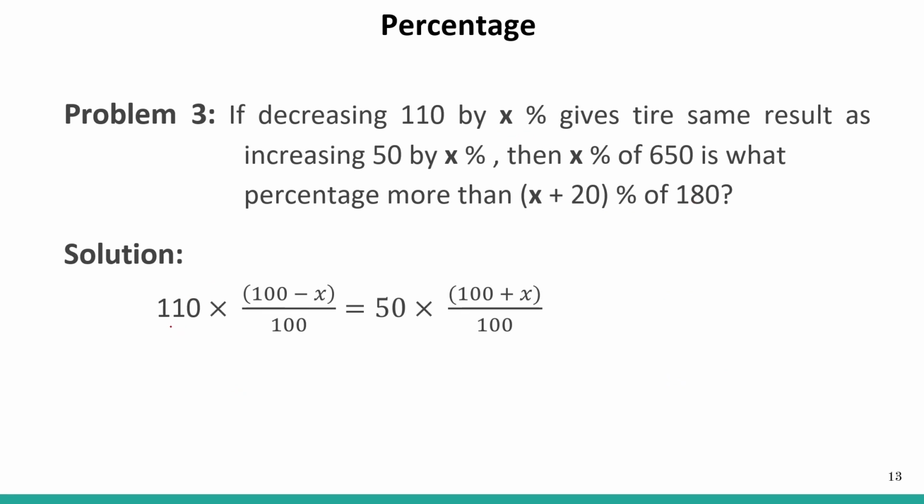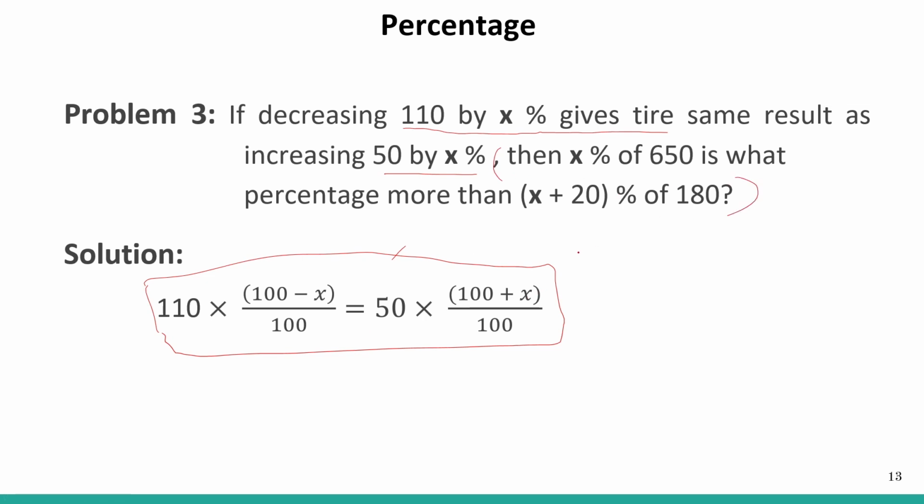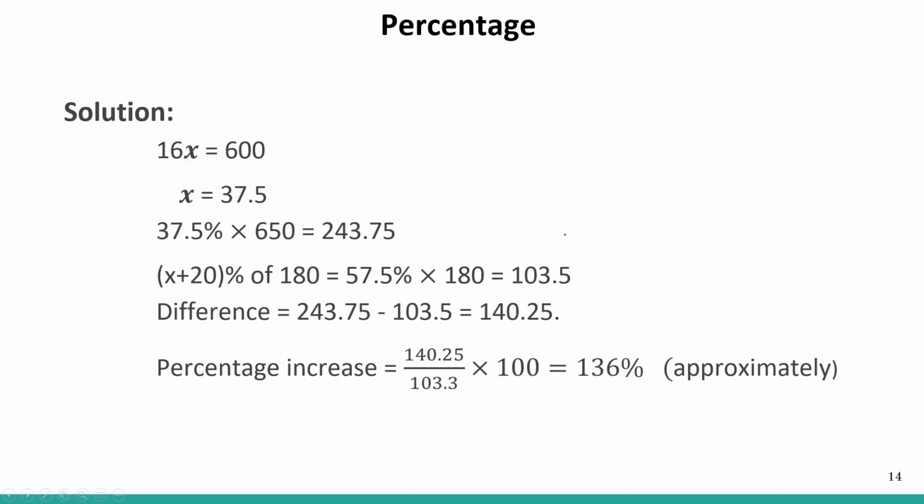So 110 into (100 minus x) by 100 is equal to 50 into (100 plus x) by 100. This is decreasing 110 by x percent giving the same result as increasing 50 by x percent. So this is equal to this. That is written as an algebraic expression here for the first part of the word problem. Then the second part represents this. Let's solve it down, then we'll go for this part. We'll get x from here and then we will put it in the second part.